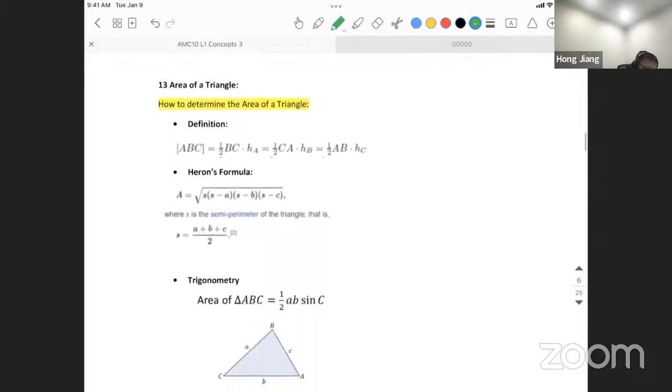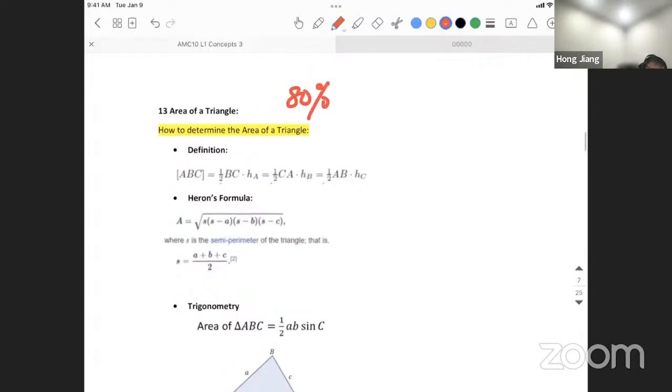All right. So next part, I think this is also something very important. We want to give you a summary of how to determine the area of a triangle. Most of the time, whenever a question asks about any area or area relationship, about 80% of the time you will be able to solve the problem using the formulas we introduce here. So let's have a quick summary of how to determine the area of a triangle.